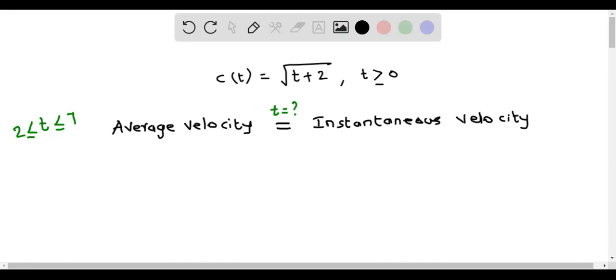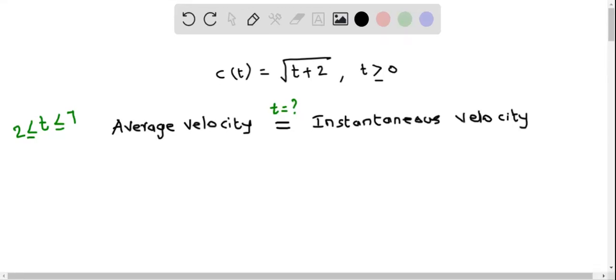In this question, we are given the position of a toy car moving along a horizontal track given by this function, that is c of t equals the square root of t plus 2, for t greater than or equal to 0. And we have to determine the time t such that t lies in the interval from 2 to 7, and also this average velocity equals instantaneous velocity. So let's see how to determine the time t such that the average velocity equals instantaneous velocity.